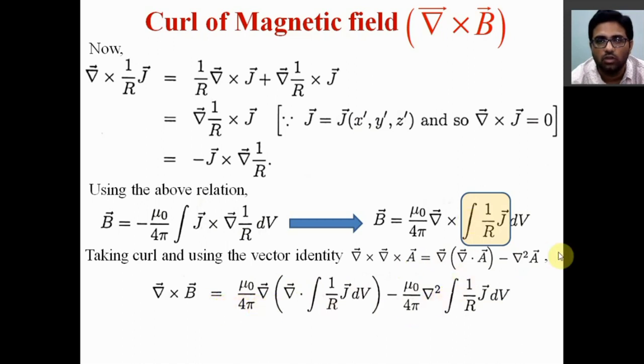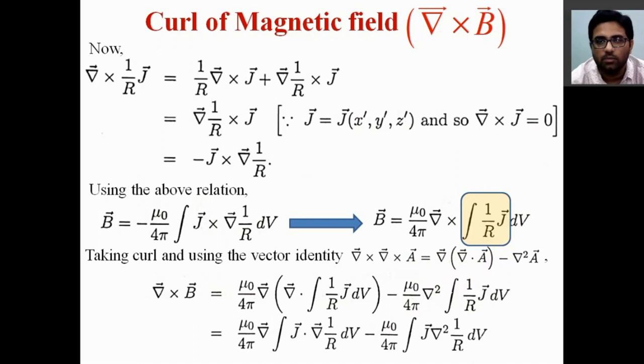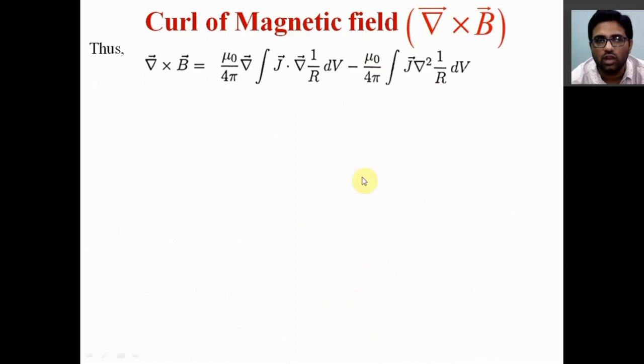Now here this volume integration J by R is considered as this A in this vector identity. Okay. Now since the current density is with respect to source point coordinate and del operation is with respect to field point coordinate, del dot J here and del square J here will be 0 and we have these terms. Okay. Now let's simplify these two terms.